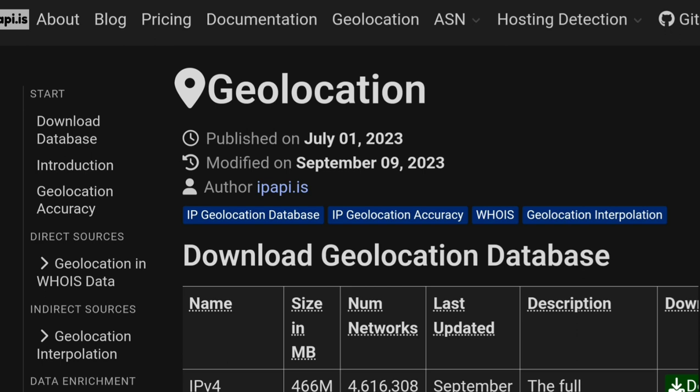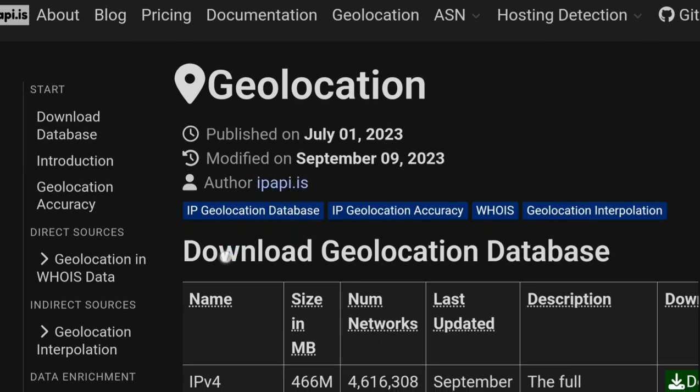Some people already did the work, so this means that if all you want to do is to translate an IP into the geolocation, then you would use one of the databases. One of the most famous ones is IPAPI, IP API.is.